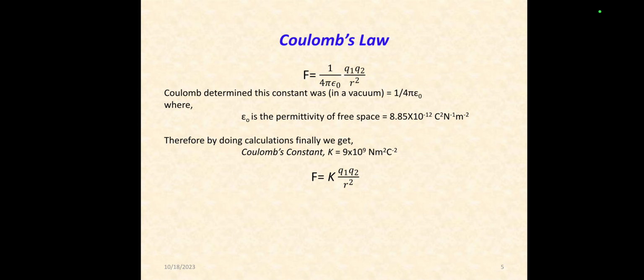So K is equal to 9 into 10 raised to 9 newton meter square per coulomb square. So F is equal to capital K into Q1 Q2 upon R square. Remember that K is nothing but the Coulomb's constant and its value is 9 into 10 raised to 9 newton meter square per coulomb square, and K is nothing but 1 upon 4 pi epsilon naught, and epsilon naught is the permittivity of free space.